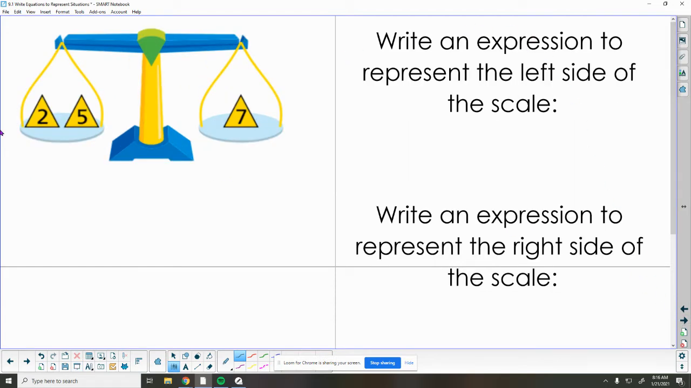So we want to write an expression to represent the left side of the scale. So what two terms do we have here?